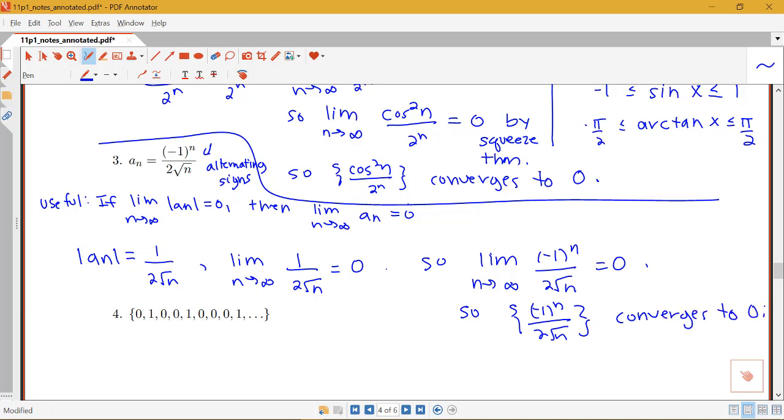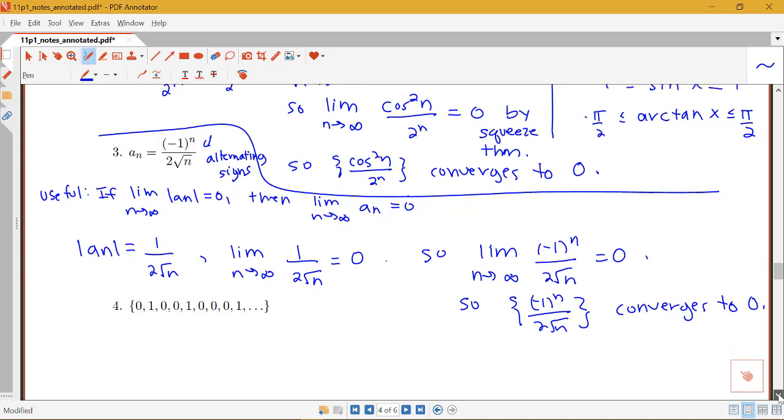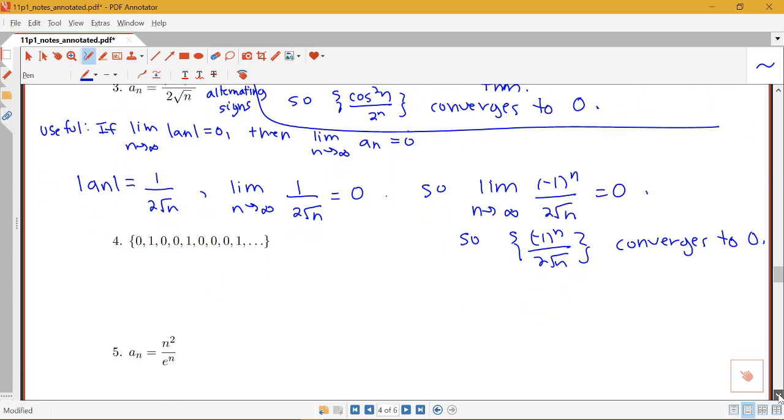So we've seen a couple of examples that converge to 0. Of course, there are other numbers they might converge to. We just happen to get 0 in a couple of these. Let's just look at 2 more.